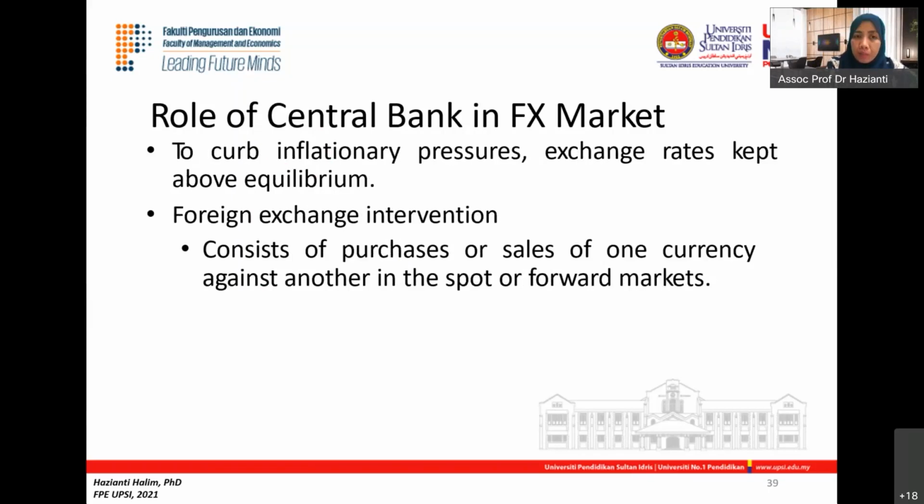So again, the central bank is there to curb inflationary pressure. So it wants to keep the exchange rate above equilibrium. That is why, I think next week, we will discuss more about foreign exchange intervention. So the government can buy one currency against another in the spot or forward market. We will get to know spot and forward next week. There is a lot more in foreign exchange, and I will give all the examples next week.